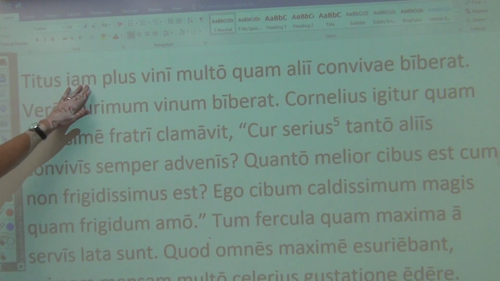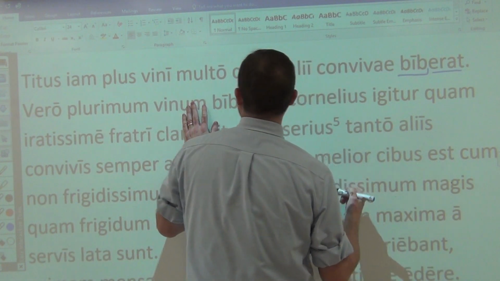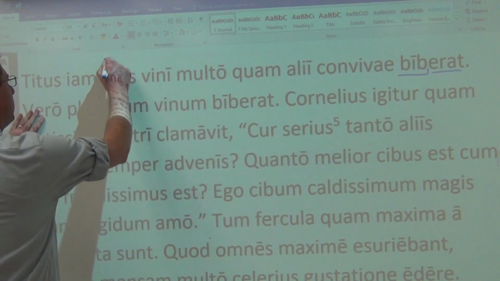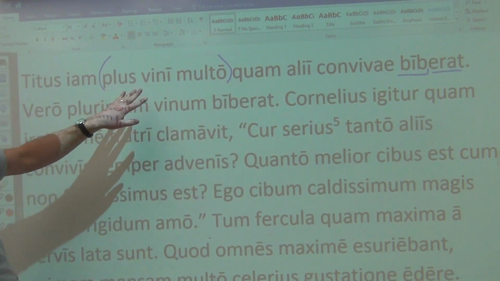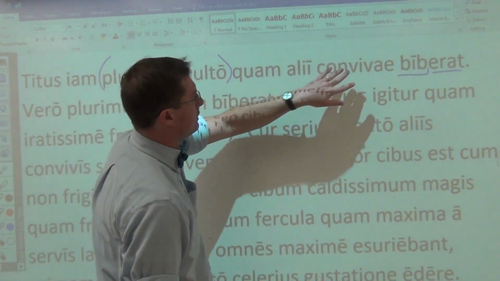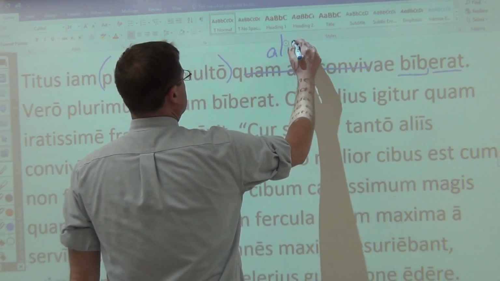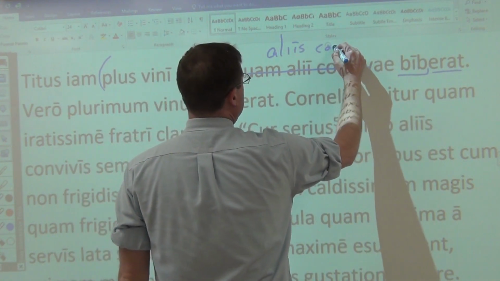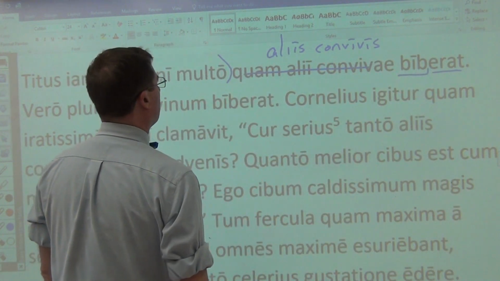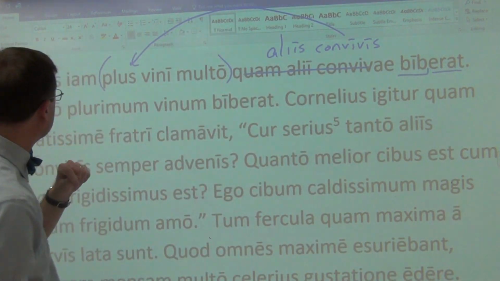Titus already had drunk, we see the pluperfect, more volume of wine by a lot. We would idiomatically say a lot more wine, but it is more volume of the wine by a lot than the other dinner guests. Now, if I didn't want to use quam, I would have merely put the ablative aleis and then convivis. And so by, with, because of, from, in, on, at, than. The comparative of plus tells me that my translation would have been than.